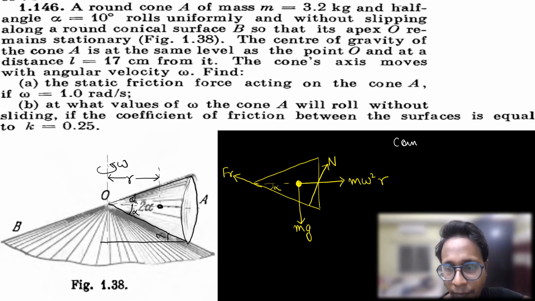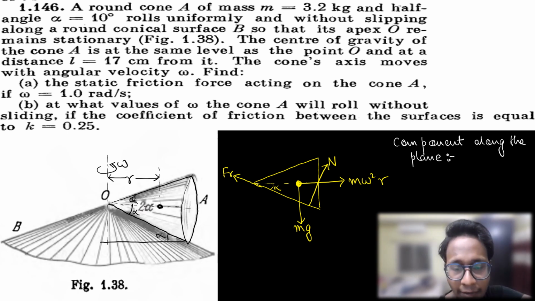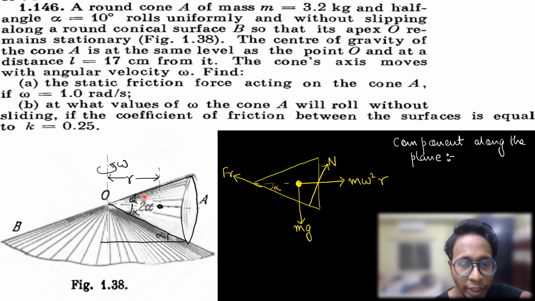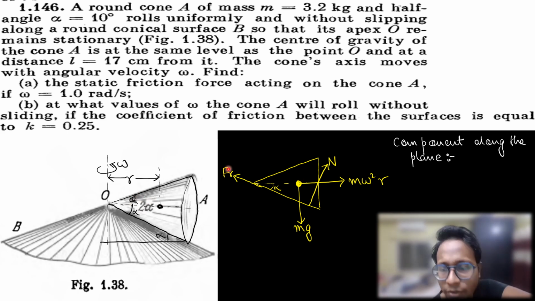component along the plane. Along the plane means I have to take the components of all forces along this line. So according to this observer, what is the net acceleration along the component? Zero. This observer is already inside the cone, no? So according to this observer, net acceleration is equal to 0, isn't it?